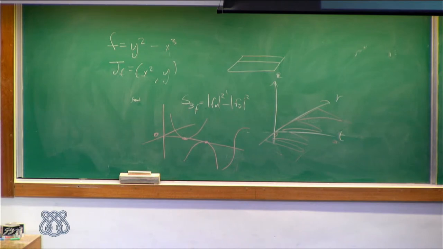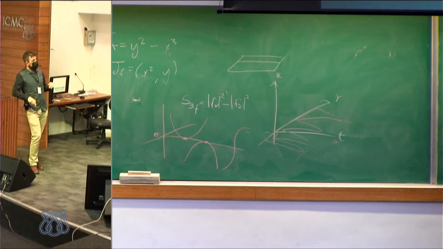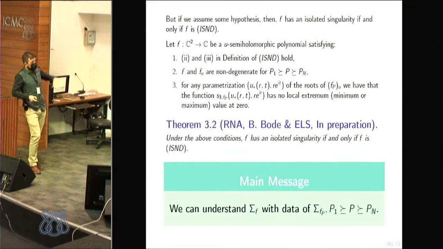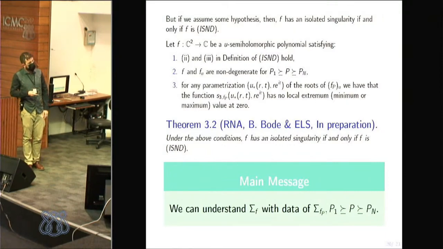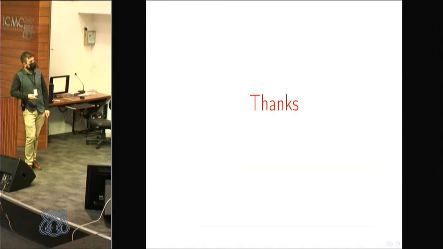Then we have this equivalence. Under these above conditions, F has isolated singularity if and only if F is inner strongly non-degenerate. Well, the main message here is that with this class of mixed polynomials, we can understand the singular set of F with data of the singular set of the phase function. This means that in some way, the singularity of the phase function controls the singularity of F, okay? And thanks very much.